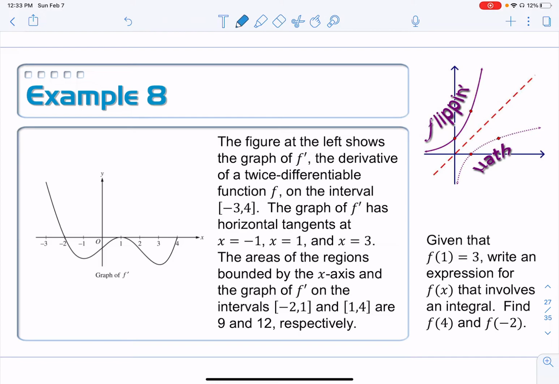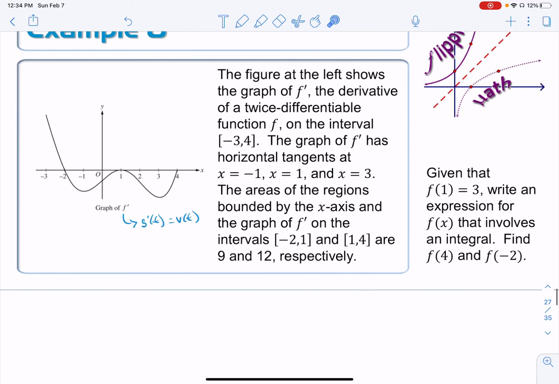Well, one of the things that we can think of is that this is our velocity equation. This is s prime of t, right? Our velocity equation. And then when we find this f of x, we're actually finding our position equation, and f of 4 and f of -2 are simply going to be our position at these particular times, taking this initial position into account.